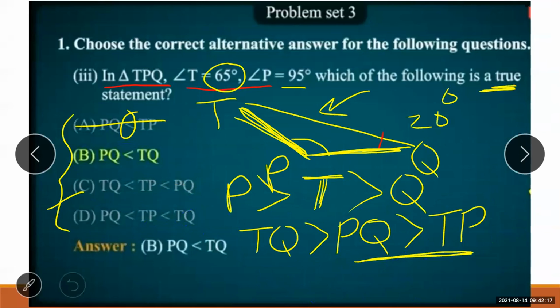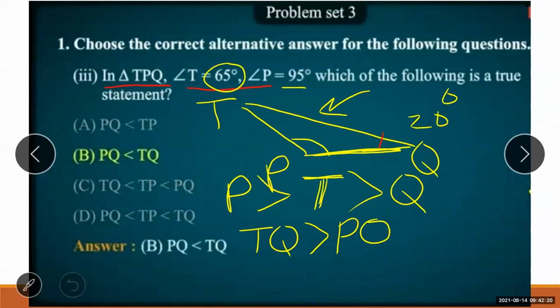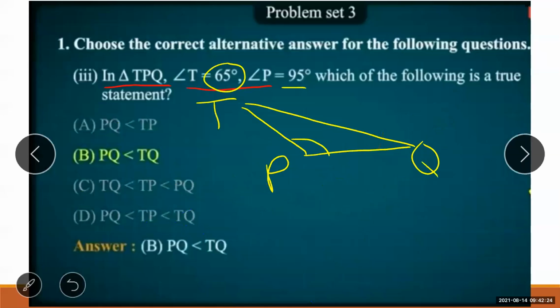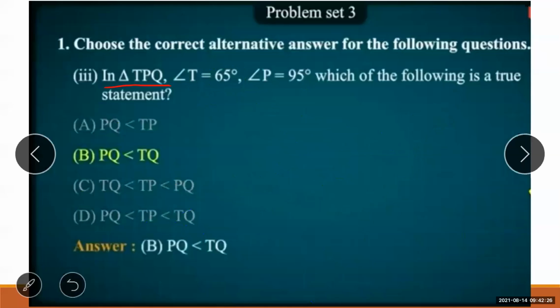So these are the three sub-questions from the first question of your problem set. You have to choose the correct option.